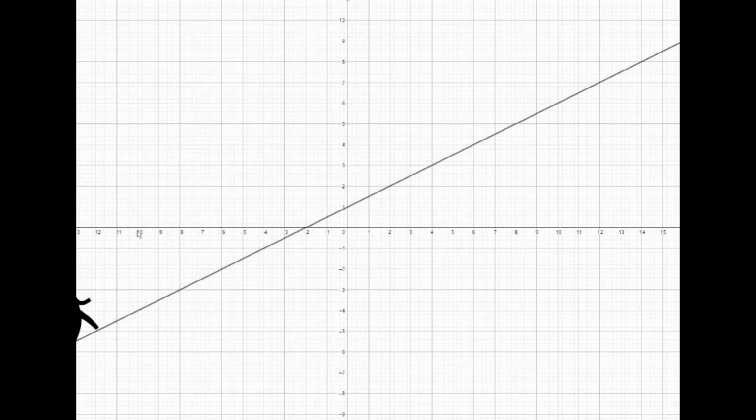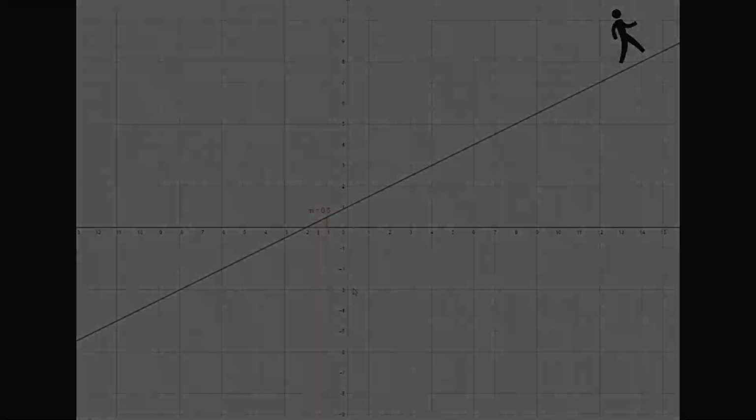Let's try another example. Let's picture ourselves on the left side of the graph again and walking towards the right. In this case, we are moving uphill, so the gradient is going to be positive. However, the hill is not very steep, so we would expect a small positive gradient. Let's find out what it actually is. +1/2. Perfect.